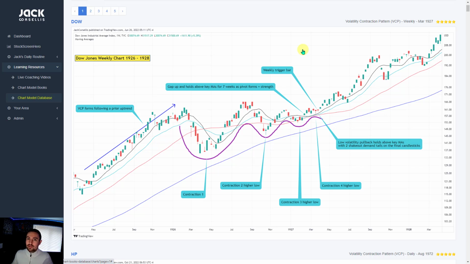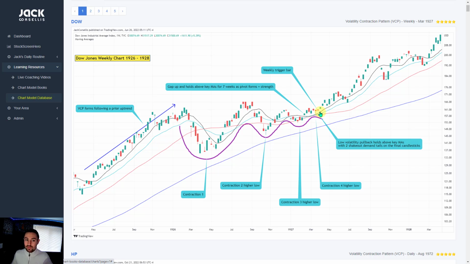Now, ideally, you'd like those contractions to be building higher lows. So if we take a look at the Dow Jones here on the weekly chart, you can see you've got 1 contraction, bounce, higher low, 2 contraction, bounce, higher low, 3 contraction, bounce, higher low, 4th contraction there, and volatility should be contracting.